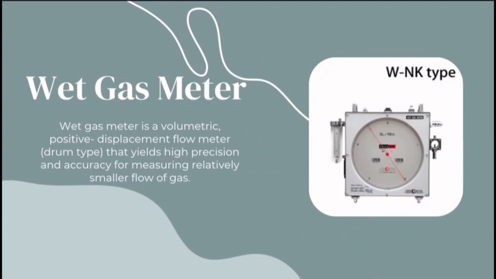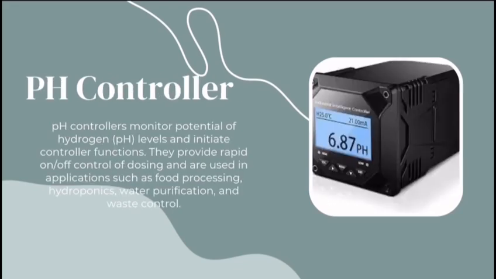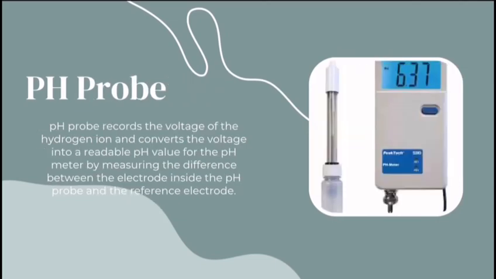Components in advanced reactor. Wet gas meter. A wet gas meter is a volumetric positive displacement flow meter that yields high precision and accuracy for measuring relatively smaller flows of gas. pH controller. pH controllers monitor potential of hydrogen levels and initiate control functions. They provide rapid on and off control of dosing and are used in applications such as food processing, hydroponics, water purification, and waste control.